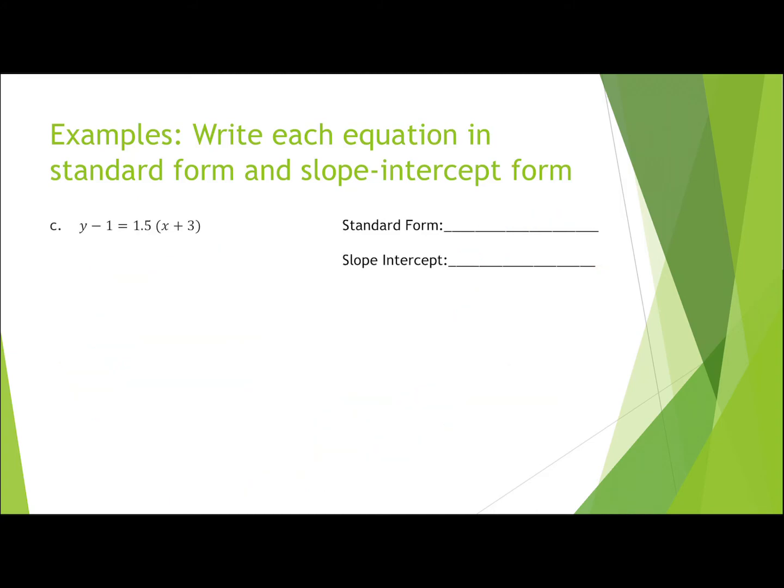Okay, another one. I have y minus 1 equals 1.5x plus 3. So again, the first thing we're going to do is distribute through. Y minus 1 equals 1.5x plus, and then use your calculator, 1.5 times 3, 4.5. We need to add the 1. So the 1's cancel. Y equals 1.5x plus 5.5.